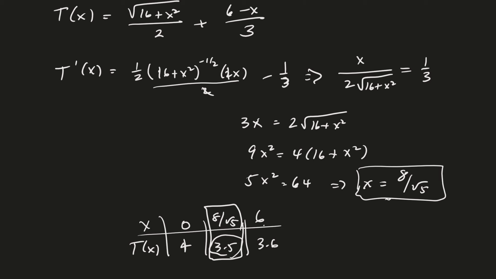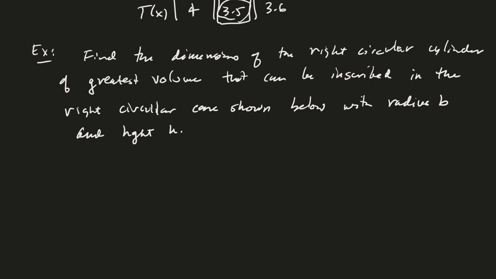Excellent. All right, so we've got about 4 more minutes, so let's try another one. I'm going to pause while I write it down. Okay, so let's read this one. Find the dimensions of the right circular cylinder of greatest volume that can be inscribed in a right circular cone shown below with radius b and height a.